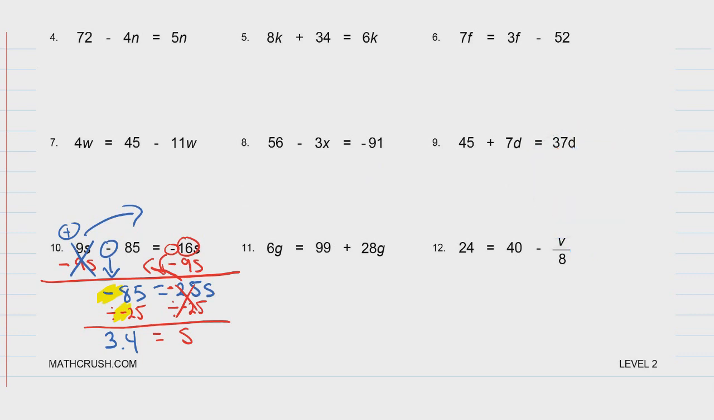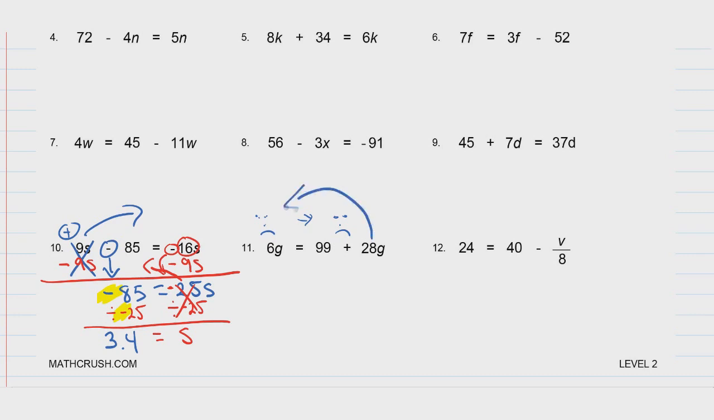Problem 11. You have 6g. So the 6 and the g are not happy because you got a variable and a number next to each other. And over on this side, you have 99 plus 28g. You have numbers next to a variable on this side, so no one is happy. So the question is, who can you move to start making people happy?